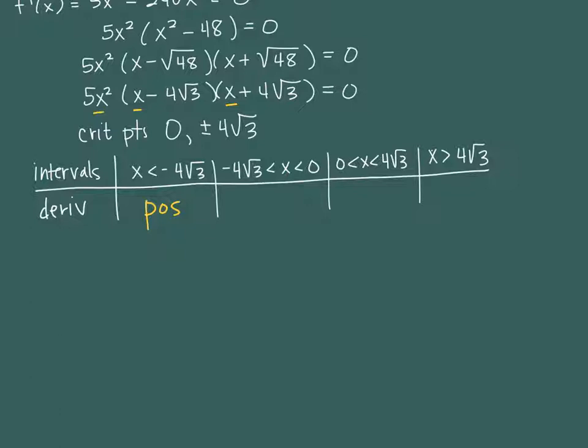Okay, then we'll pick a number that's between -4 rad 3 and 0, like the easiest is -1. And so we'll plug -1 into each of those. We'll get a positive, negative, positive. So that would be a negative overall.